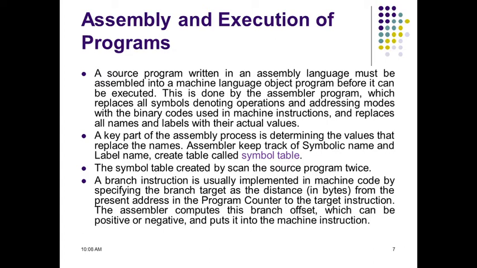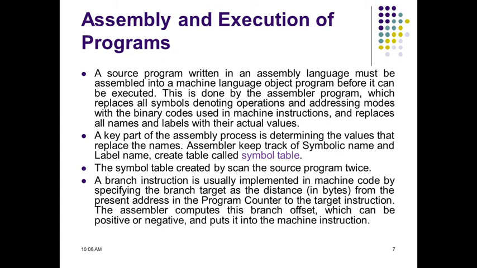A simple solution to this problem is to have the assembler scan the source program twice. During the first pass, or the first scan, it creates a complete symbol table. At the end of this pass, all the names will have been assigned numerical values. The assembler then goes through the source program a second time and substitutes the values for all the names from the symbol table. Such an assembler is known as a two-pass assembler. So the two-pass assembler concept is very important here.